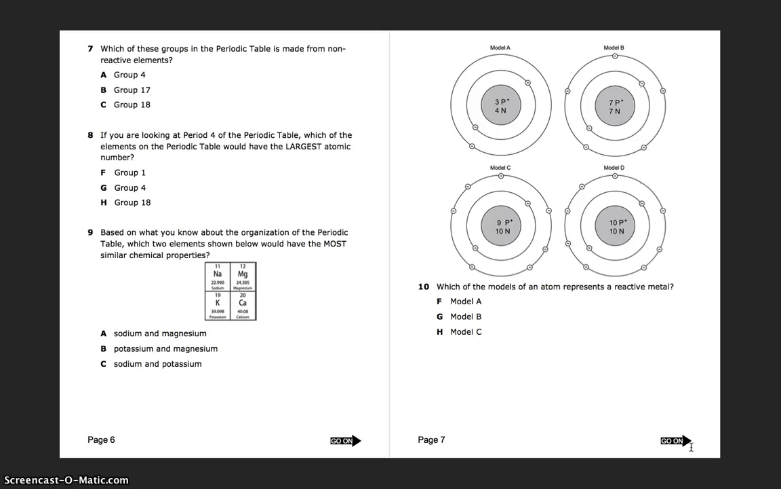Number 10. Which of the models of an atom represents a reactive metal? F. Model A, G. Model B, H. Model C.